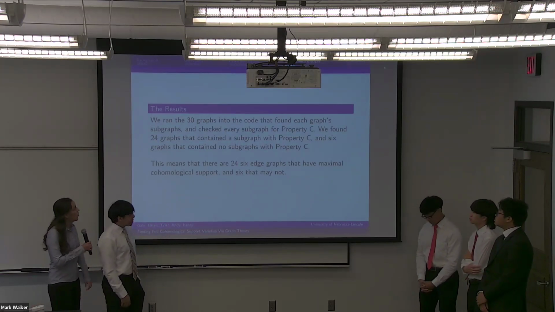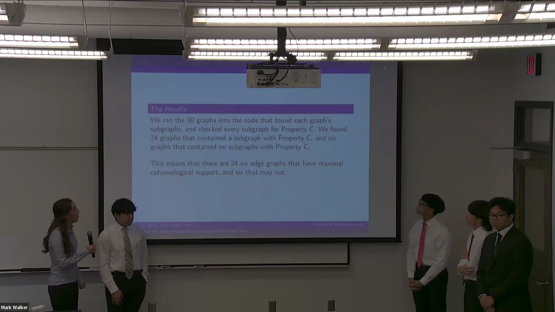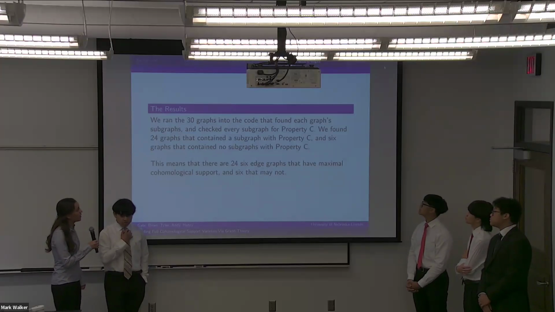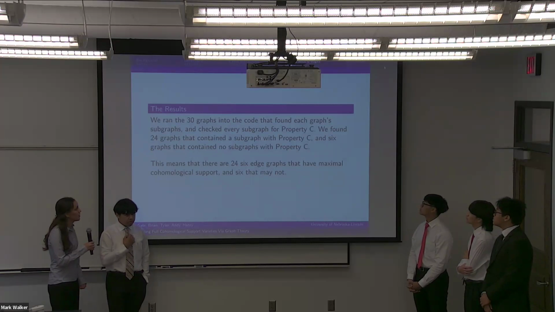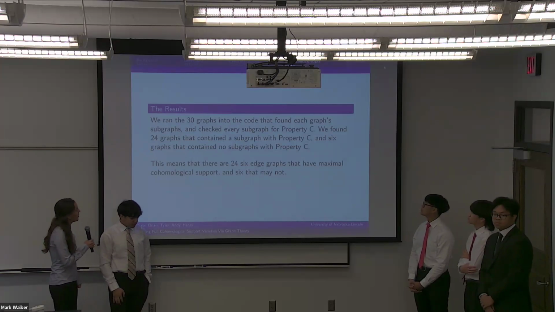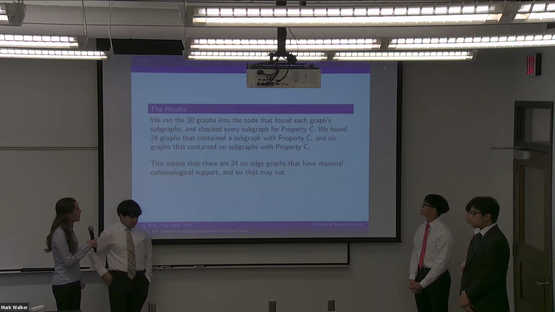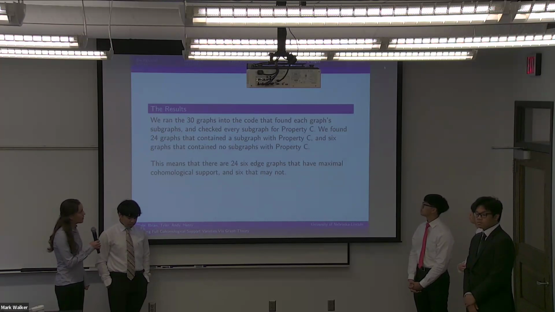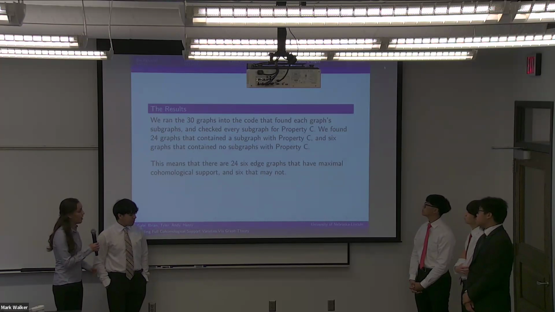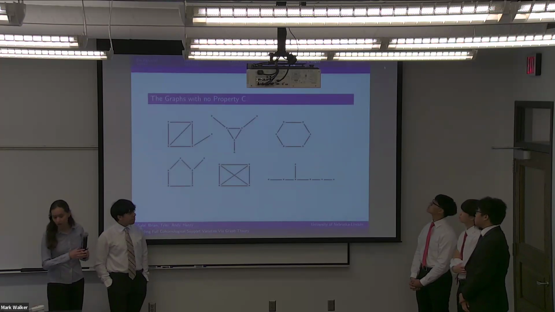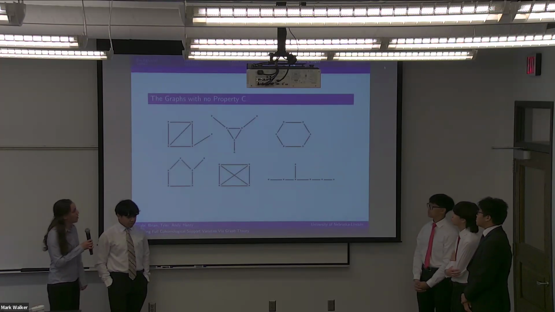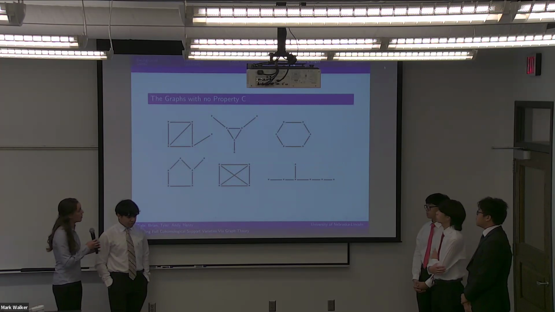The results. We ran the 30 graphs into the code and found each graph's subgraphs and checked every subgraph for property C. We found 24 graphs that contained a subgraph with property C and 6 graphs that contain no subgraphs with property C. This means that there are 24 6-edge graphs that have maximal cohomological support and 6 that may not. These are the graphs that our code told us had no subgraphs with property C.